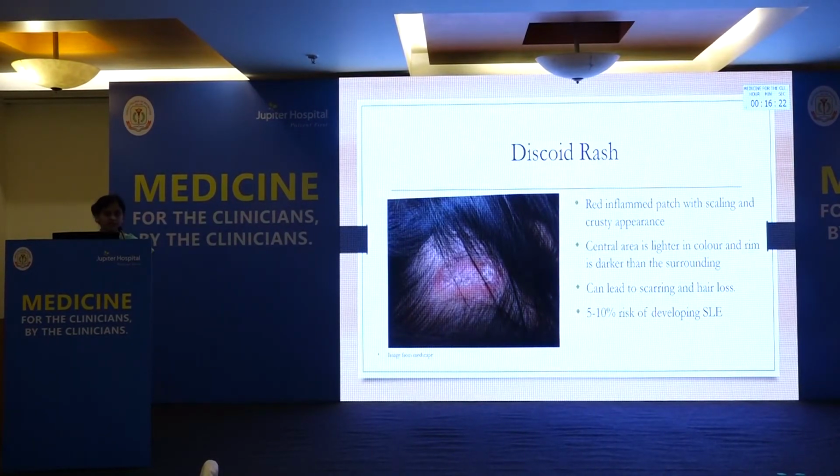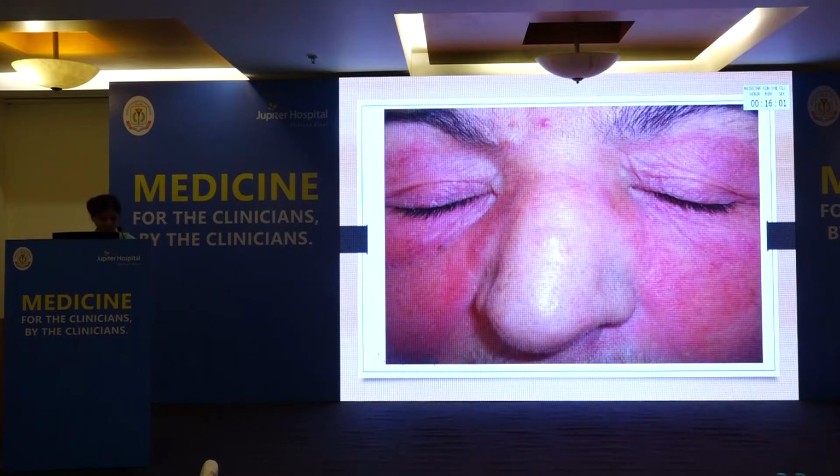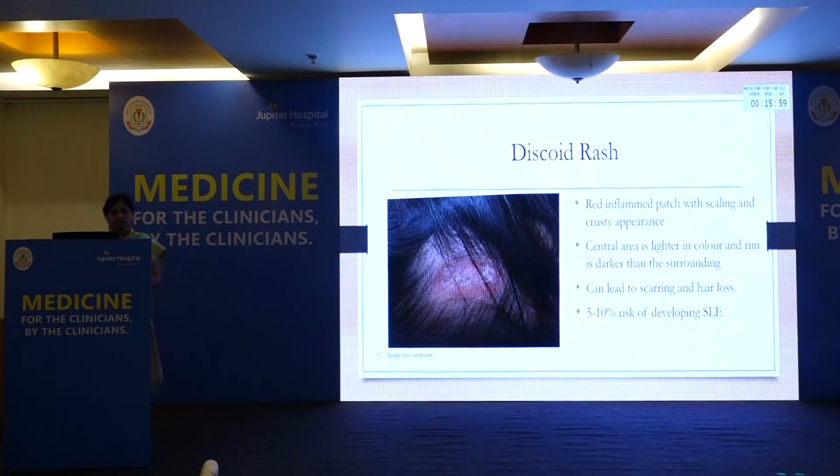And sometimes it is the earlier presentation. The patient doesn't have any arthritis or any other symptoms, but sometimes the patient just presents with this discoid kind of rash. And there is a 5 to 10% risk of such patients developing systemic lupus erythematosus. The two other criteria included as per the ACR guidelines are oral ulcers and photosensitivity. So these are the 4 criteria: malar rash, discoid rash, photosensitivity and oral ulcers. These 4 cutaneous manifestations can give us the diagnostic clue towards the diagnosis of systemic lupus erythematosus.